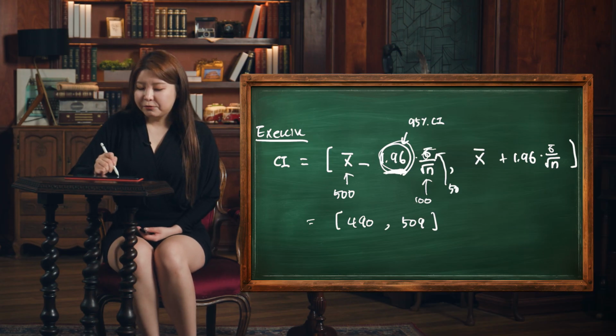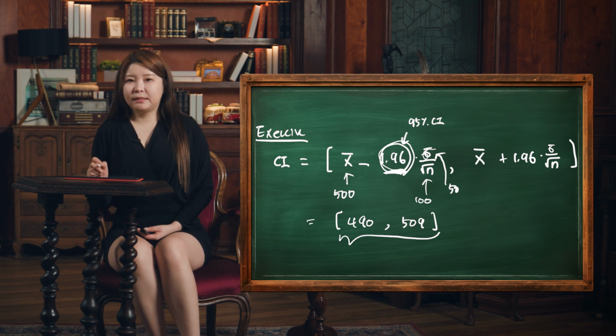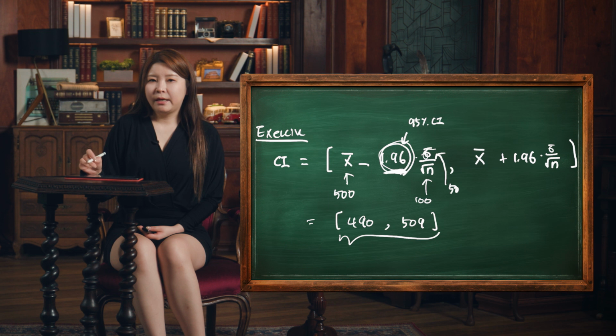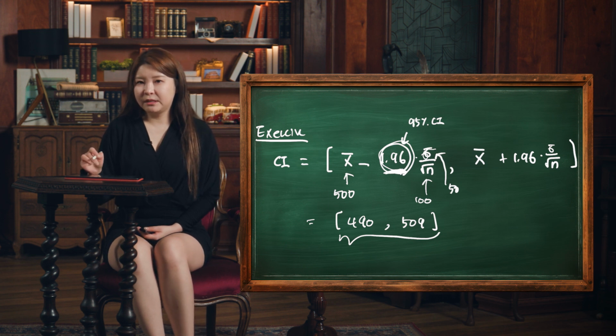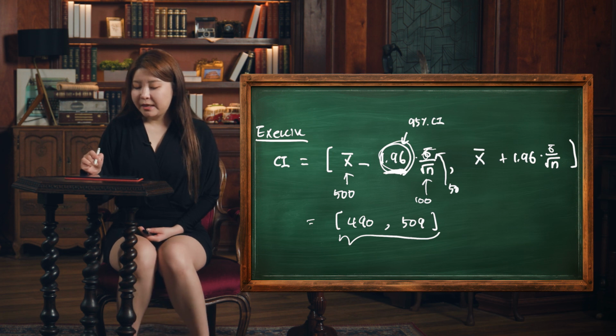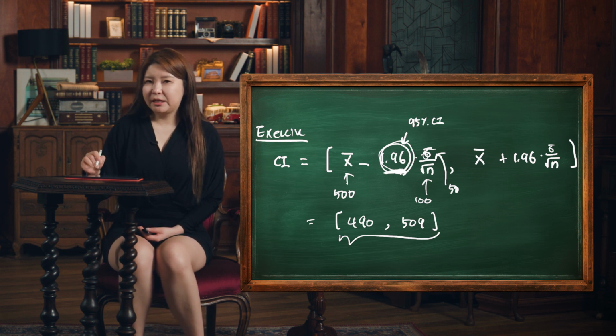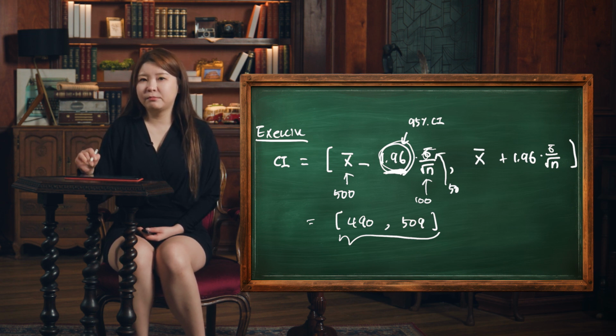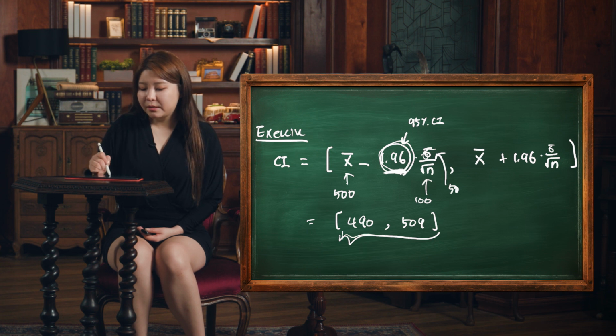So in other words, let's try to interpret this interval. So this is the 95% confidence interval for the product price, meaning that there is a 95% chance that the actual mean of the population, which in this case is the mean price of a product, lies in between this interval.